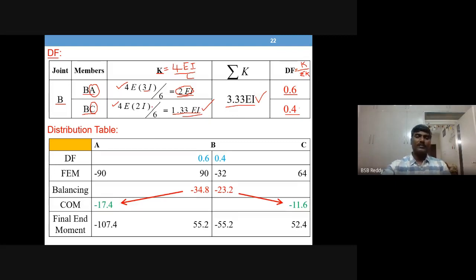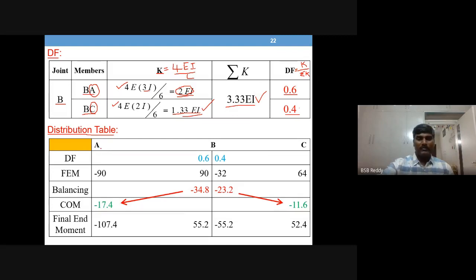After you calculate the distribution factors, now what? Balance the joints where you have unbalanced moments. To do that, I am using one more table, called the distribution table. We will do all the balancing and carry over, again balancing and carry over, everything in this table. So let us perform this. Try to note these tables as they are, as you are going to use them for any other example.